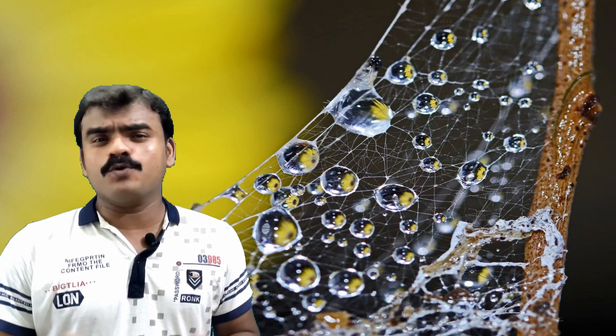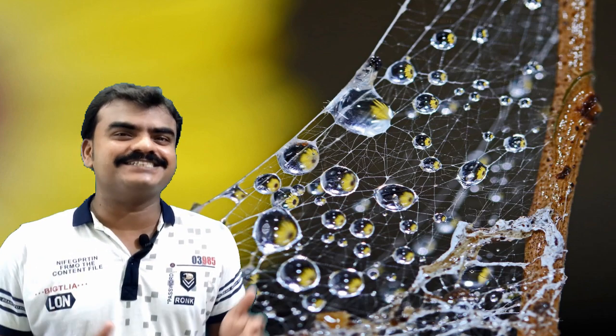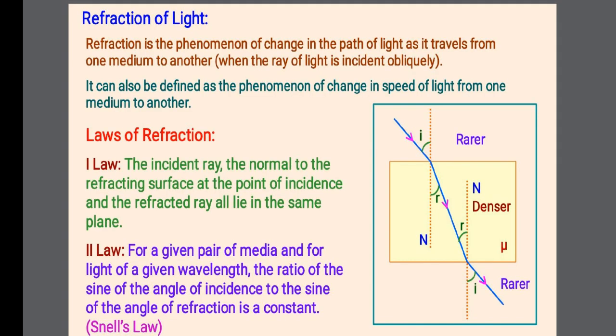Already we have studied the laws of reflection. In the same way, laws of refraction. The first law: the incident ray, refracted ray and normal line all lie in the same plane. The second law: sin i by sin r is equal to mu. i is nothing but the angle of incidence and small r is nothing but the angle of refraction. The ratio of the sine values is constant. This mu is the refractive index.